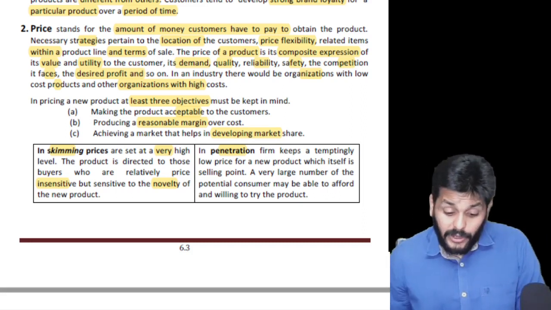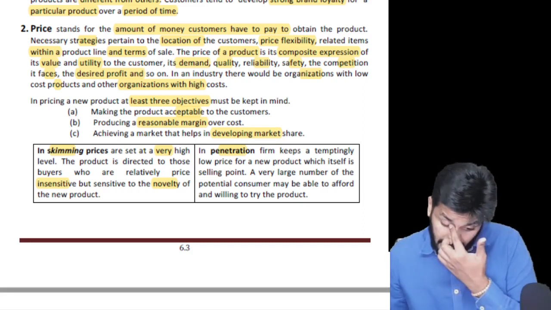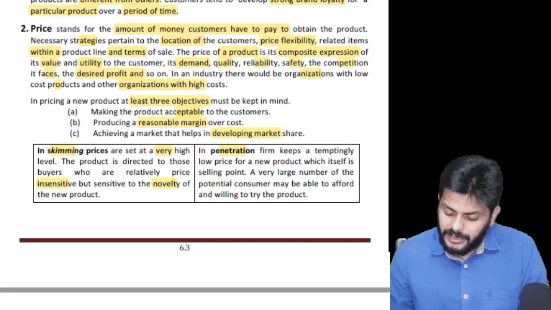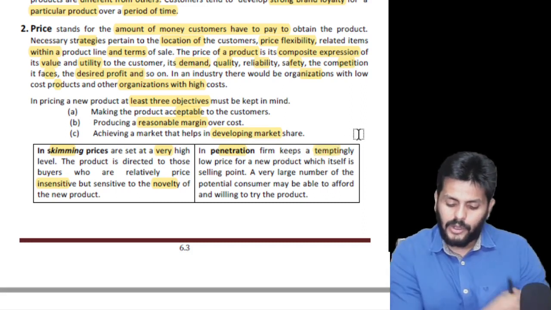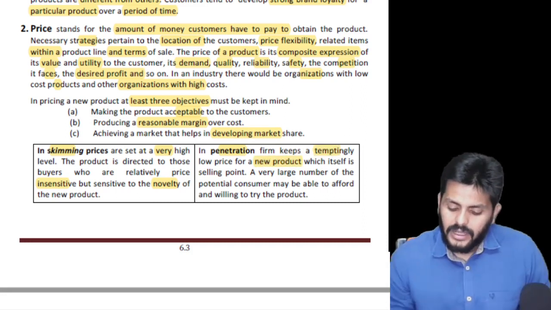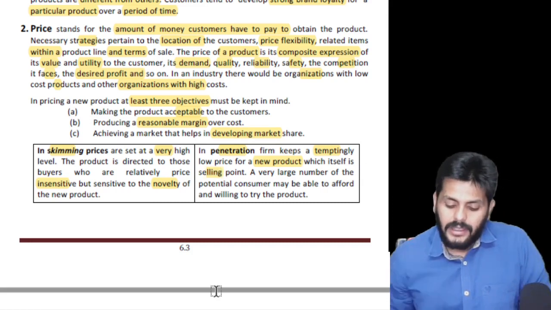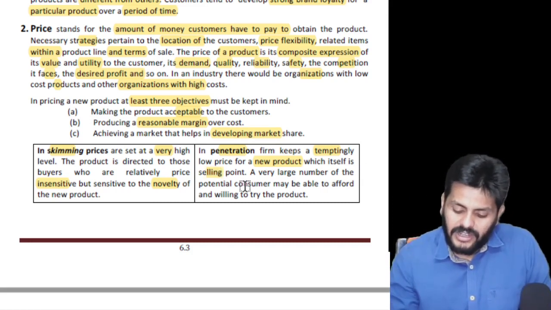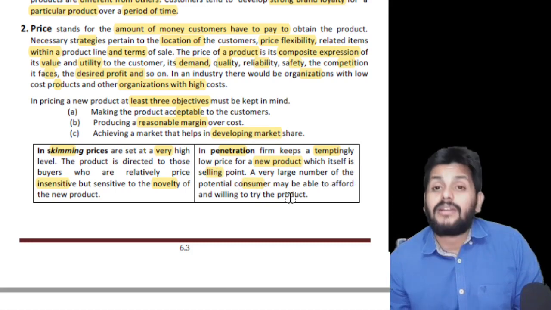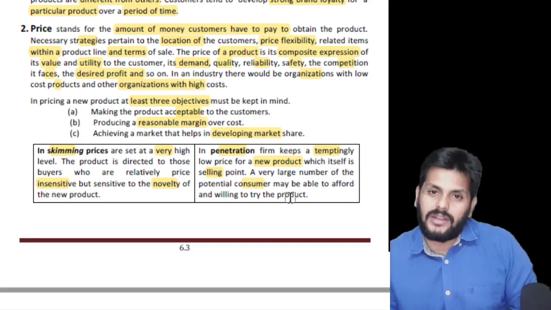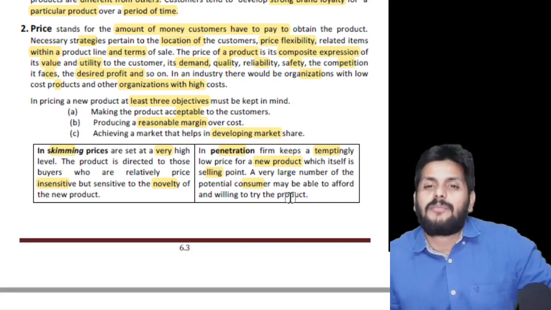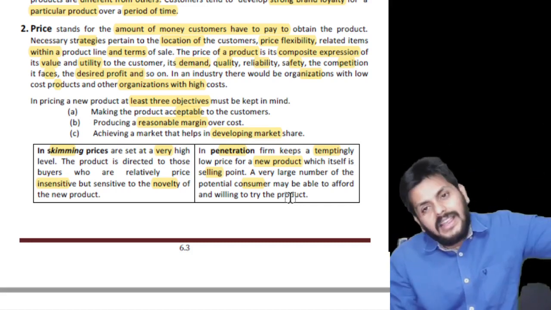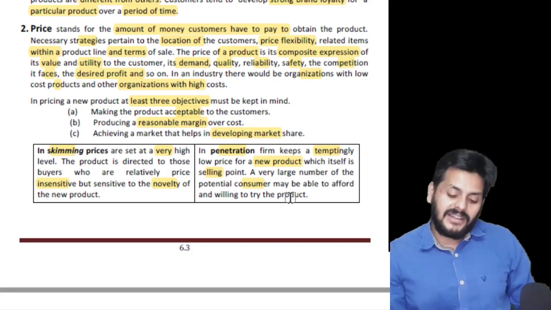Then coming up to the next point, which talks about penetration. In penetration, the firm keeps a temptingly low price. Please underline that. The firm keeps a temptingly low price for a new product, which itself is the selling point. A very large number of potential customers may be able to afford and be willing to try the product, and they also want us to do that only. They don't want us to become permanent customers here. They just want us to try the product once. Eventually, they will make sure that you become their permanent customers.